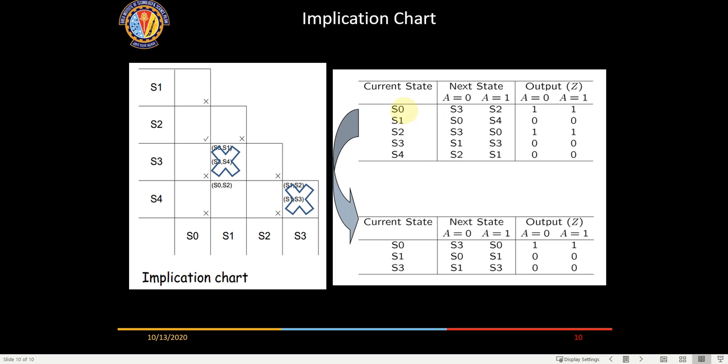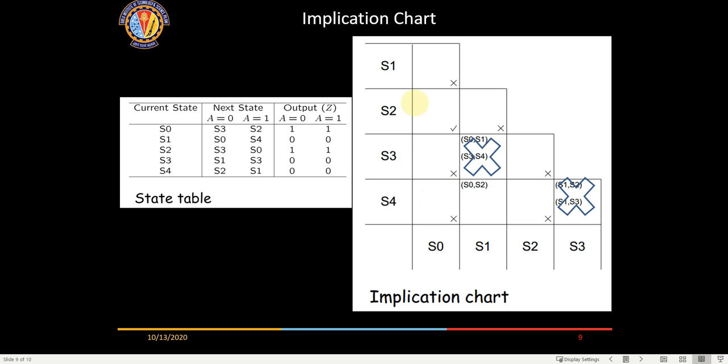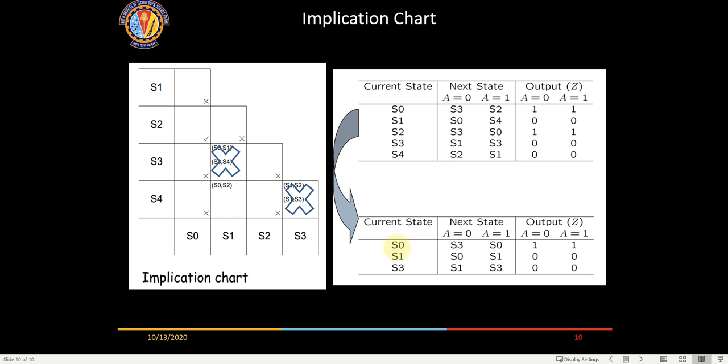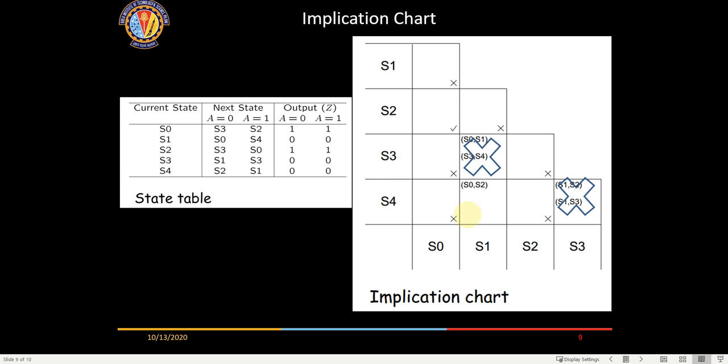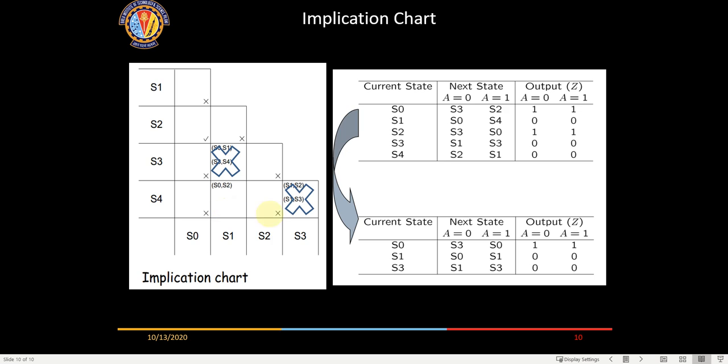S0 has been merged with S2, so S2 has gone from here, and then you have the next condition. It's available here also. The next condition was merging of S1 and S4. So S1 and S4 have been merged together, right? S1 is here, S4 has been removed. So this is how, using the implication chart method, we have simplified the sequential circuit. Okay, that's all for today.